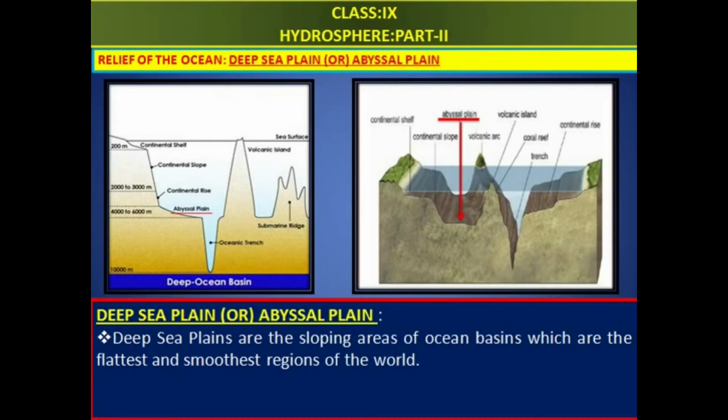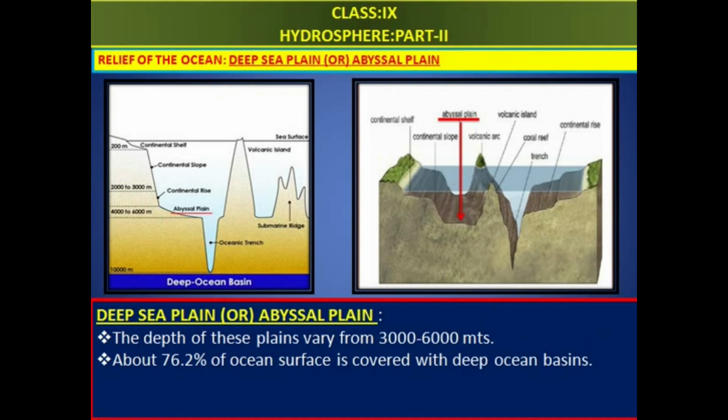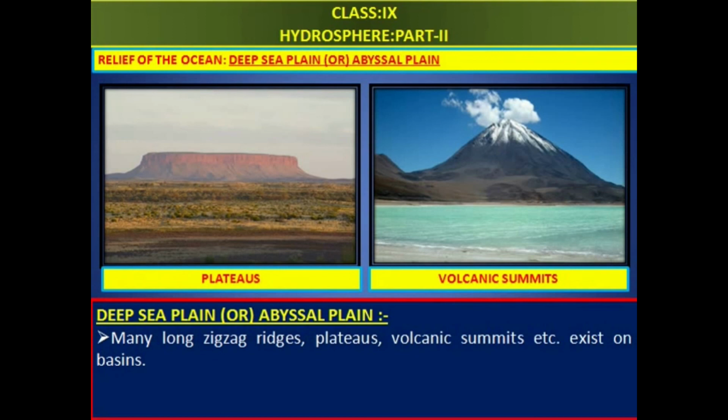Now let us learn about deep sea plain or abyssal plain. Deep sea plains are the sloping areas of ocean basins which are the flattest and smoothest regions of the world. The depth of these plains varies from 3000 to 6000 meters. About 76.2% of the ocean surface is covered with deep ocean basins. Many long zigzag ridges, plateaus, volcanic summits, etc. exist on basins.